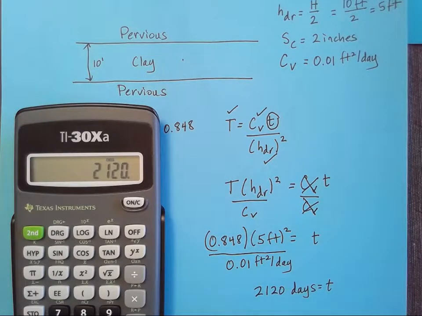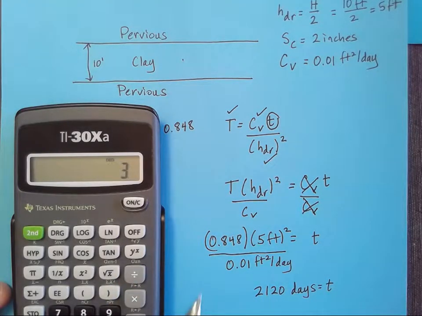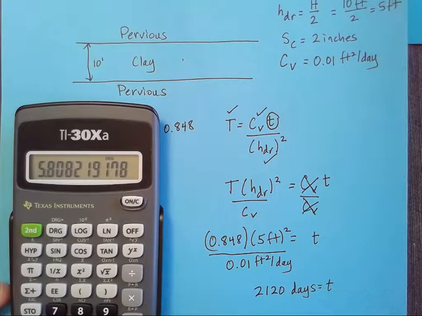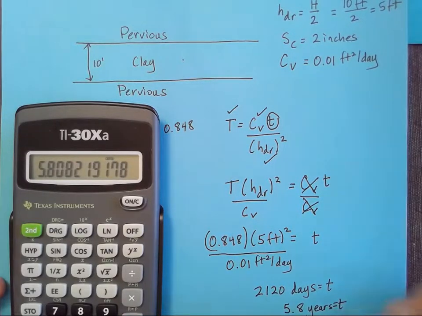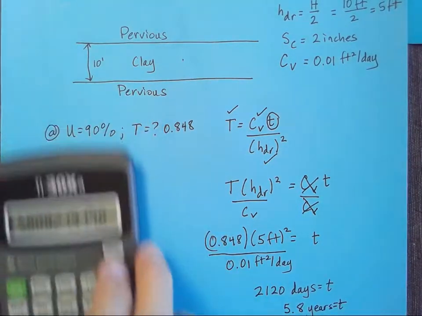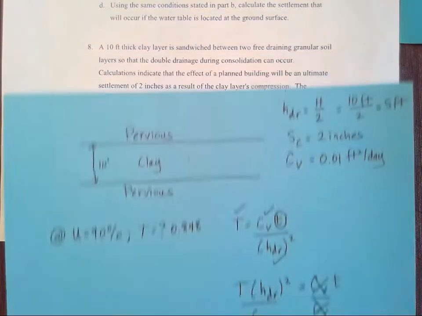If I want to, I could put that into years just to make it look a little bit more sensical, so divide by 365, and that would be 5.8 years. So it's going to take a while for that soil to get to that 90% consolidation. All right, let's go ahead on to part B.